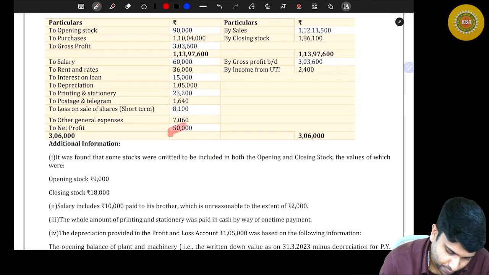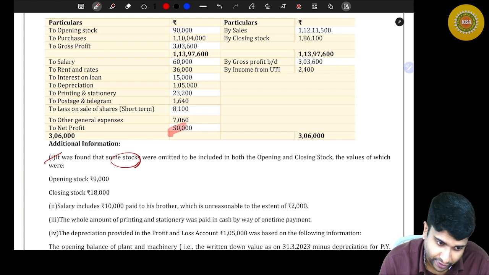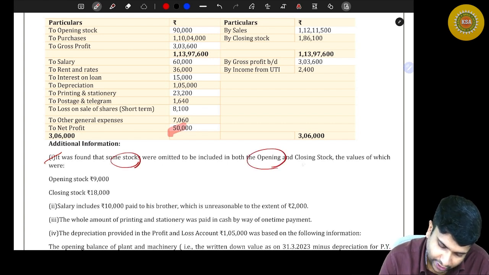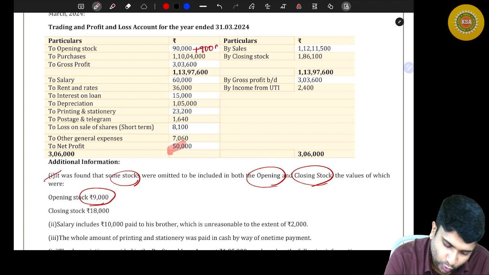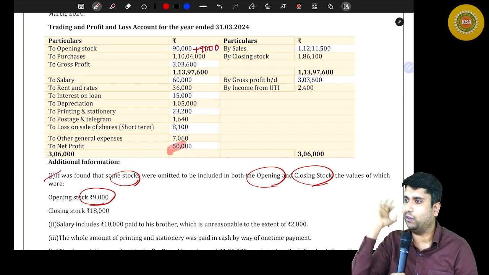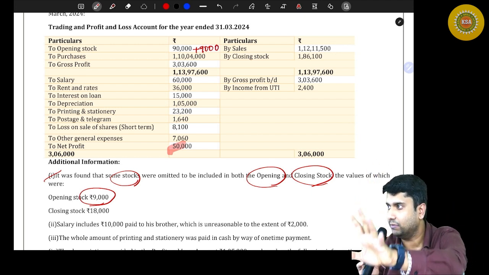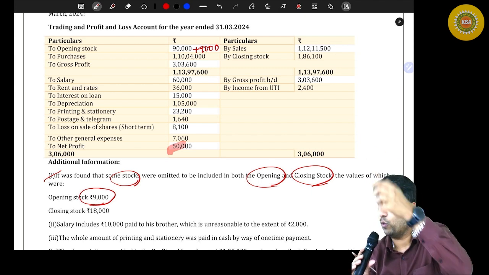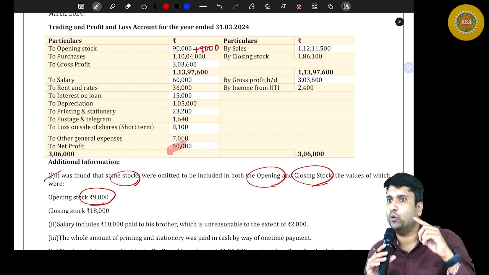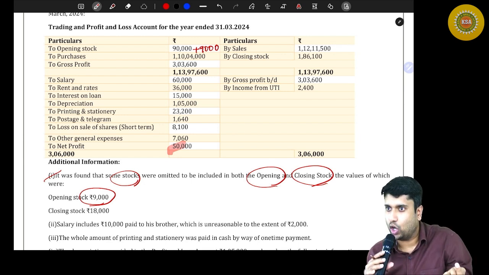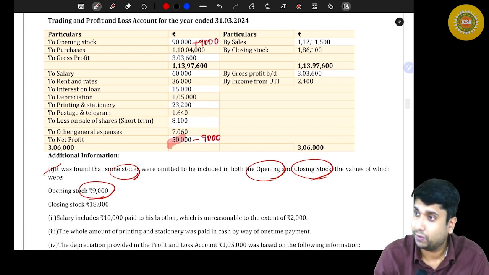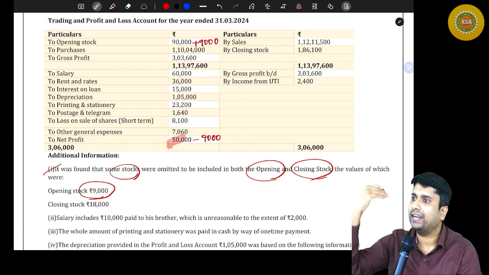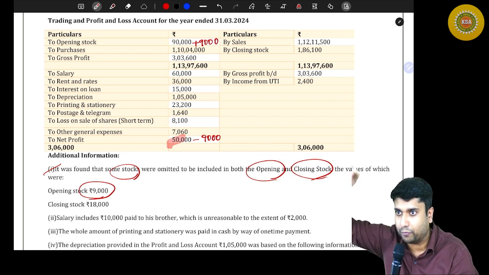So what is the first adjustment? It was found that some stocks were omitted to be included in both opening stock and closing stock, the values of which are given. So they have omitted some opening stock. Omitted means you have to add 9,000. Yes or no? You don't have to redraft that P&L account. First of all, don't redraft the P&L account and waste time. When you add 9,000 to the opening stock, what will happen to your profit? Your profit will be reduced. Because opening stock is a debit item, and when you add that opening stock, your profit will come down.